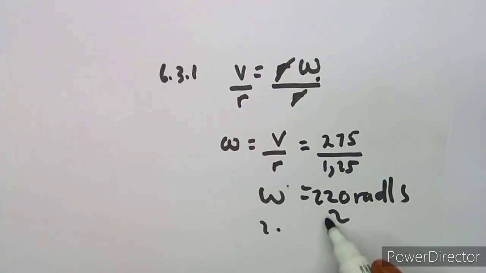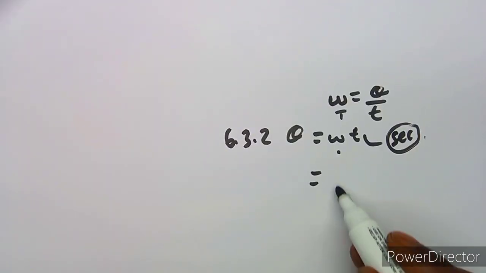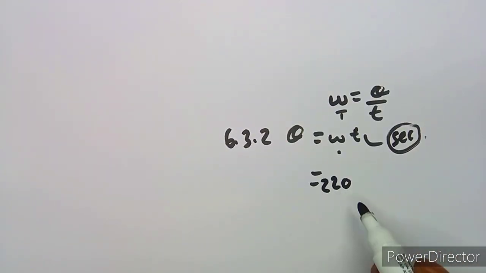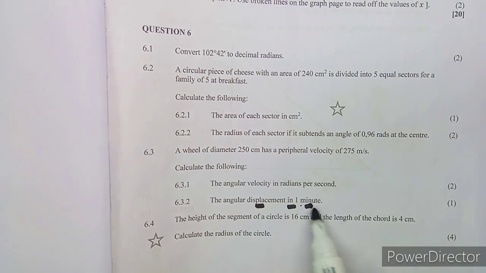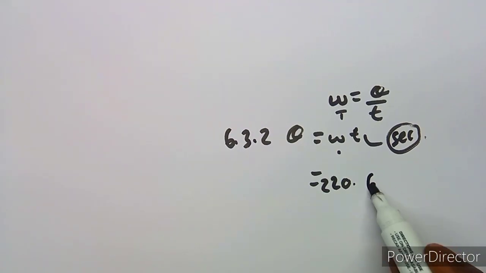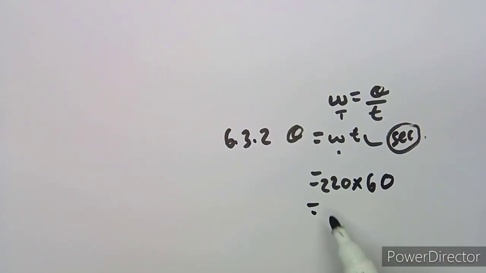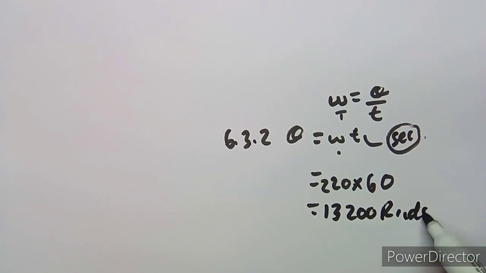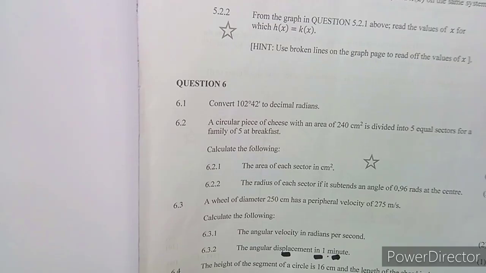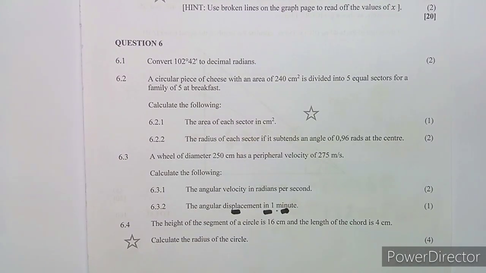So we are going to have 220 in rad per second, multiplied by the time in seconds. 1 minute in seconds is 60 seconds, and this is going to give us 13,200 rads. So this is actually measured in rads. Theta, the angular displacement, is measured in radians.